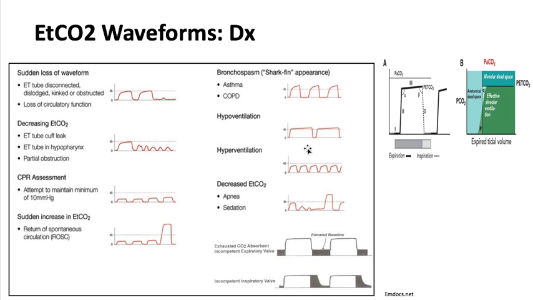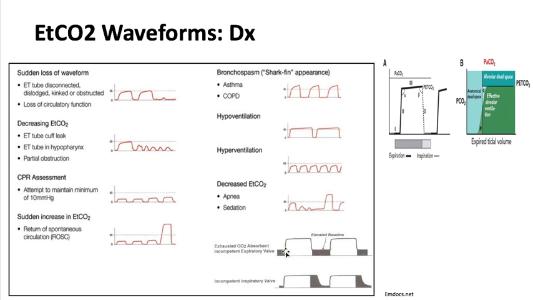Bronchospasm, we look at that upsloping of phase 2. Hypoventilation, a high number end-tidal CO2. Hyperventilation, a low number end-tidal CO2. And then at the very bottom, problems with the inspiratory or expiratory valve can give us a situation of rebreathing, which by definition is an elevation in baseline end-tidal CO2. That is, inspired CO2, which should be 0, is something greater than 0.